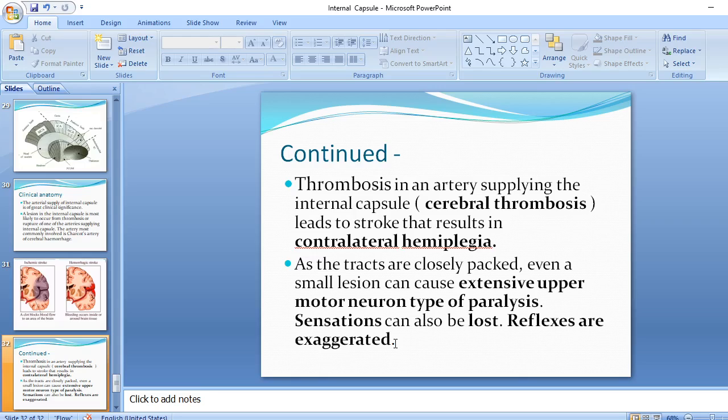So that is all about the internal capsule, the motor and sensory fibers present in the internal capsule, the blood supply, and the various lesions which may occur because of lesions in the cerebral vessels, either because of the cerebral thrombosis or because of the cerebral hemorrhage. And the condition is as such known as cerebrovascular accident or the stroke.